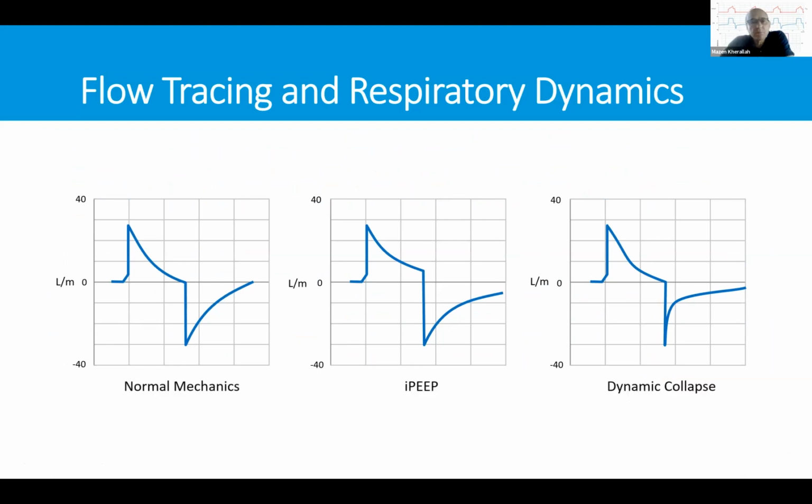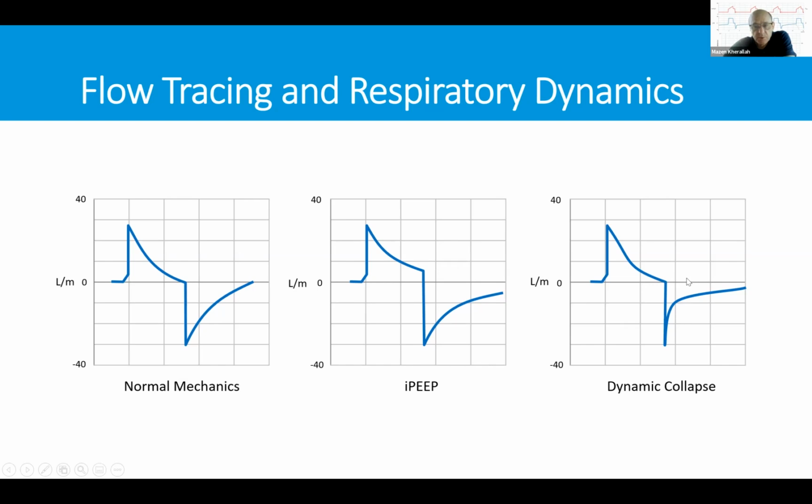So you can get, as we mentioned earlier, lots of information from the flow waveform about respiratory dynamics. In this case here, this is normal mechanics. If you take a look on here, you will see that the flow did not return to the zero line, indicating that we may have intrinsic PEEP. So this is dynamic hyperinflation syndrome.